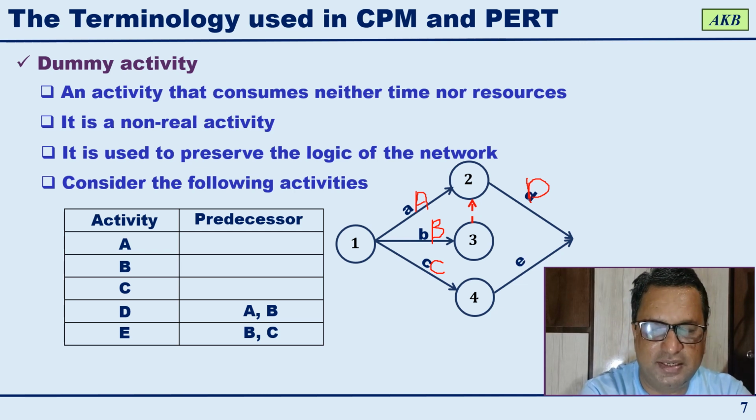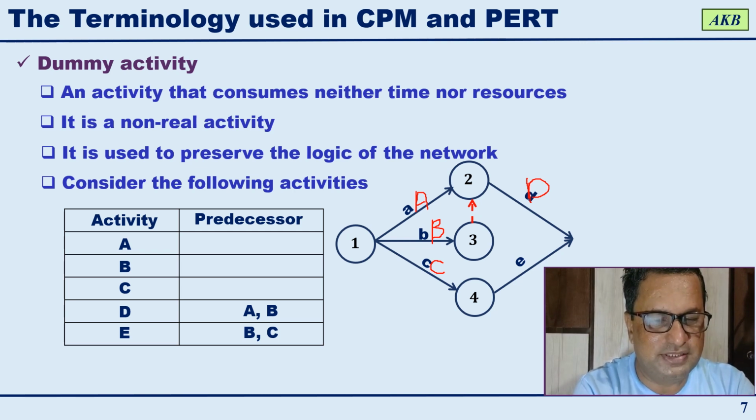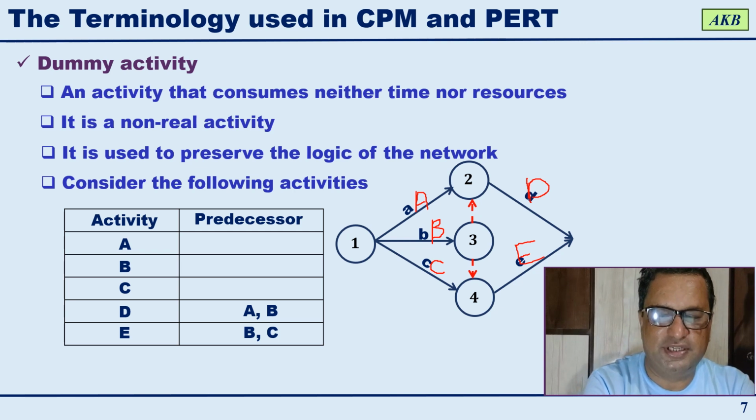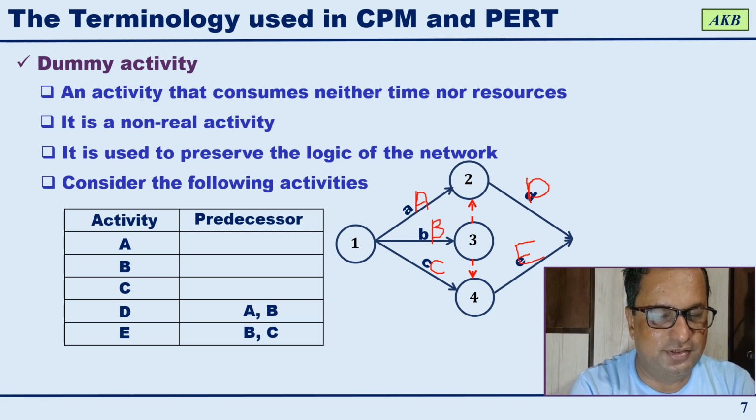Now similarly, activity E is going to start after B and C get completed. C gets completed at event 4, so event 4 will be the start event for activity E. Let me use a capital letter since we have listed those activities by using capital letters, so that's why I am using capital letters on the diagram as well. So you can easily tell how the dummy activity will come into picture in this case. In order to preserve the logic, we'll have to use a dummy activity over here.